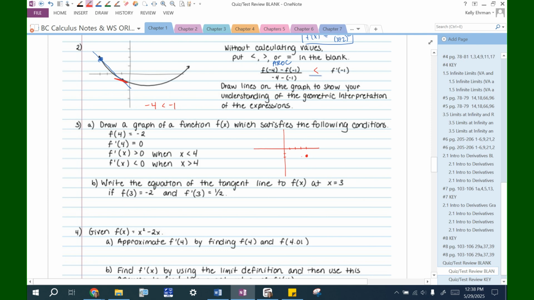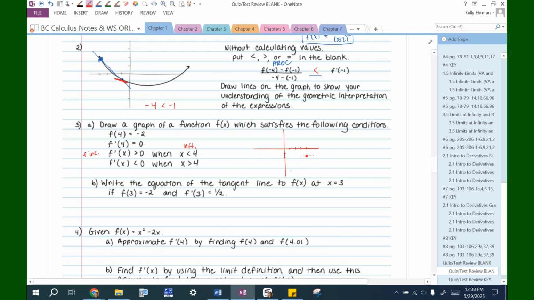So I like to dot in for myself a little tangent slope that's horizontal. And then what does this mean? F prime is less than 0 when x is less than 4. So on the left, f prime being, I said less than, I meant greater than. F prime being greater than 0 means f should be increasing. If the slope is positive, the graph should be going up.